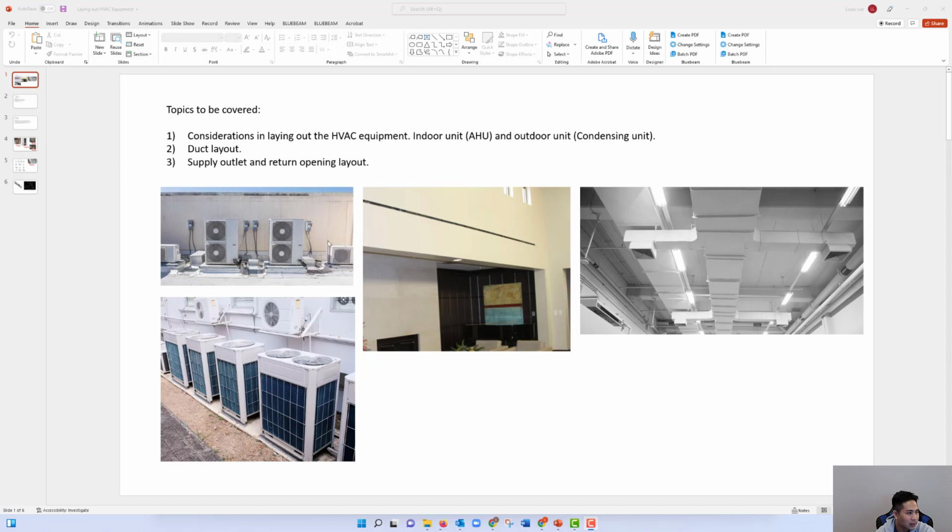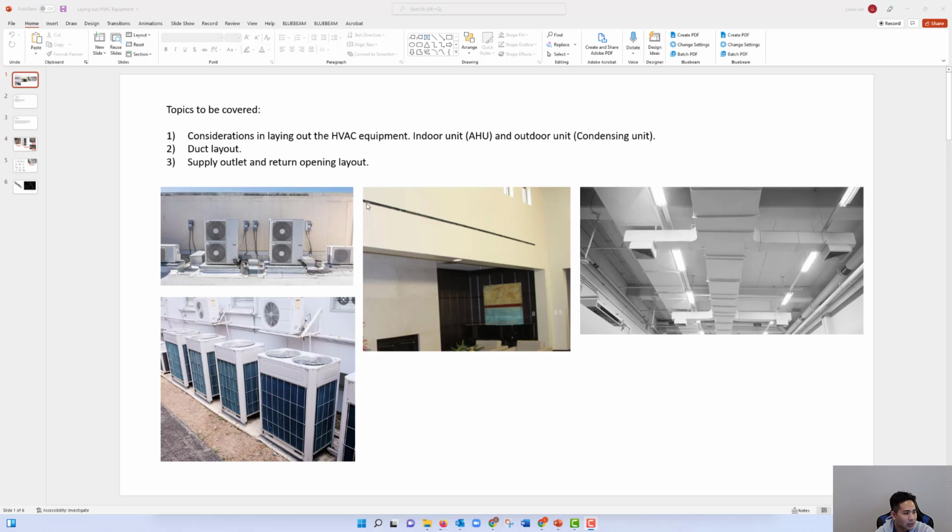They could come in different sizes, generally smaller the less tonnage, and the large ones such as this have a higher tonnage capacity, and these units, which are even larger than these, generally have a higher tonnage than these smaller units. So we're gonna talk about those layouts, and then we're gonna talk about laying out the duct system, just generally, not really the sizing, but just generally how to lay out the duct systems, as well as the supply outlet and return openings.